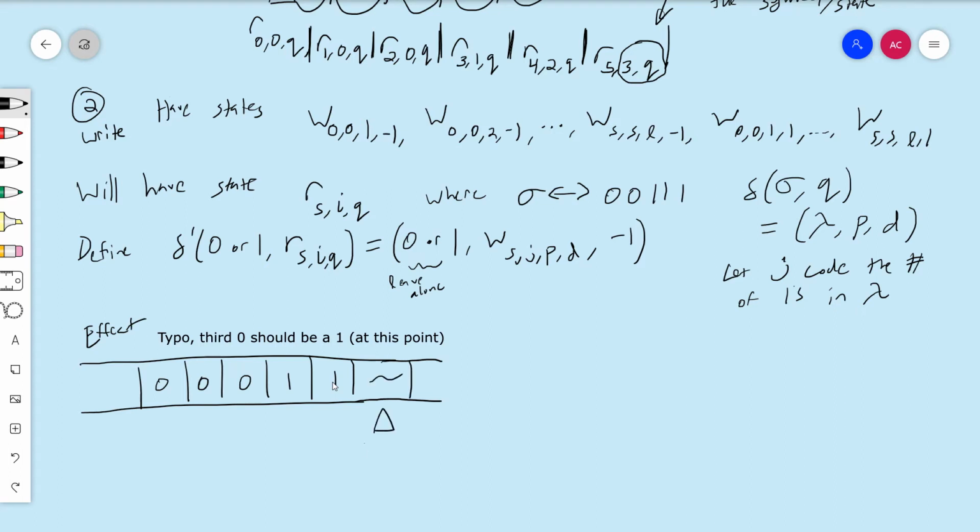currently I'm here. I'm in the read phase, 5, 3, Q. And what that's going to do is I'm going to transition over here. I'm going to move one to the left. So what this command is going to do is it's going to move me over here, and it'll put me in the state W5, 3, or sorry, 2, because J is equal to 2, P, whatever P is, and then D, whatever D is. So that's what's going to happen.